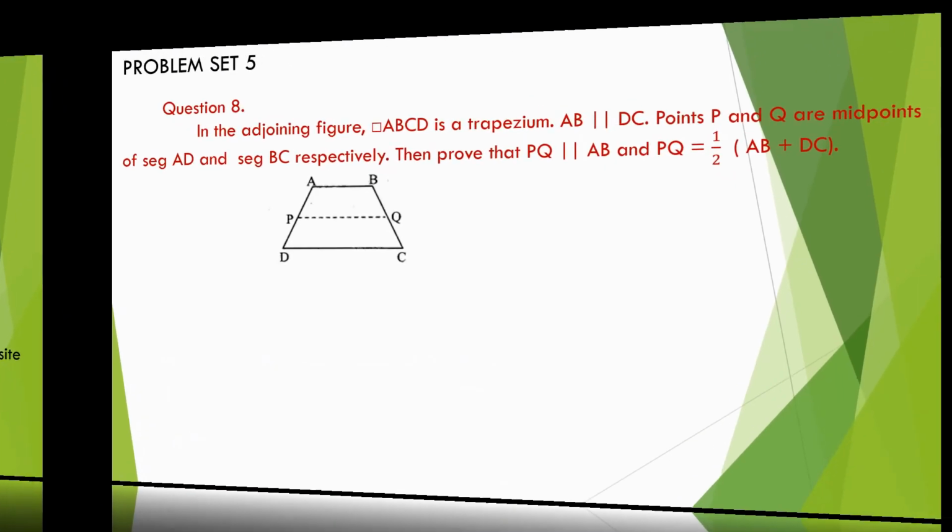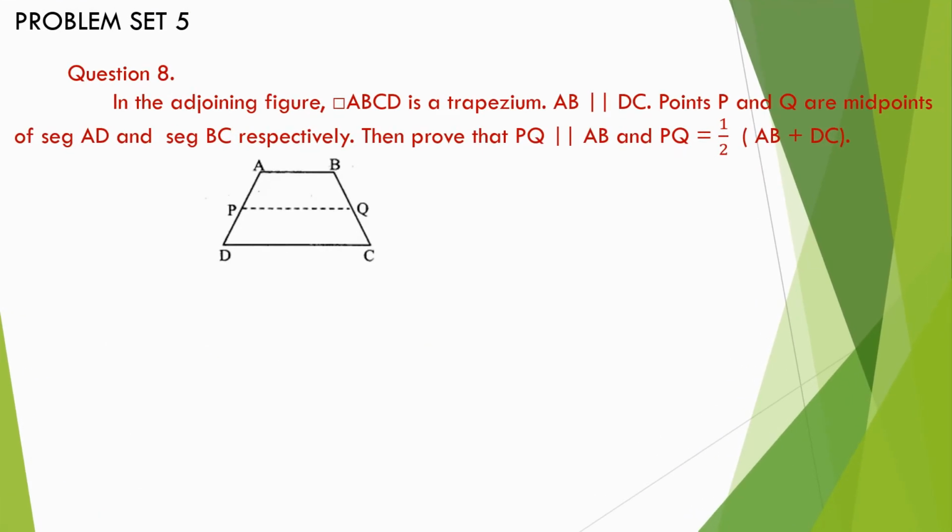Question number 8. In the adjoining figure, quadrilateral ABCD is a trapezium and AB is parallel to DC. Points P and Q are midpoints of segment AD and segment BC respectively. Then prove that PQ is parallel to AB and PQ is equal to half into (AB plus DC). The figure is already given.